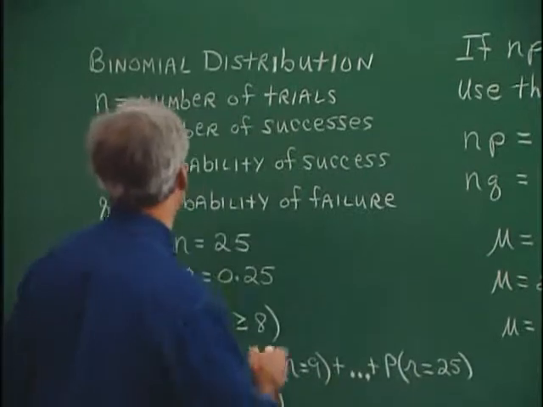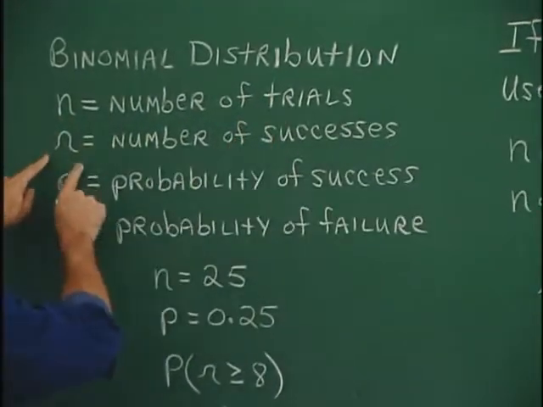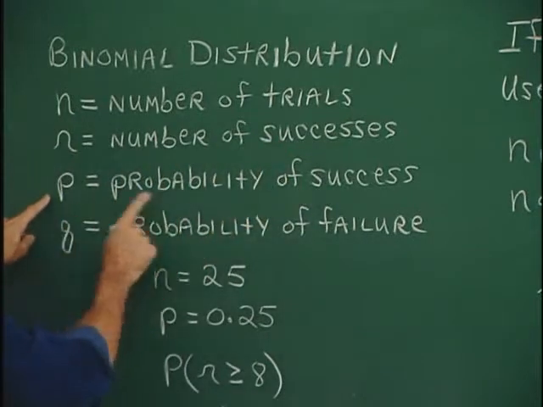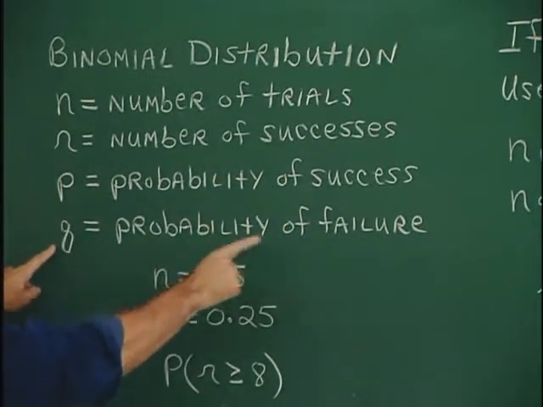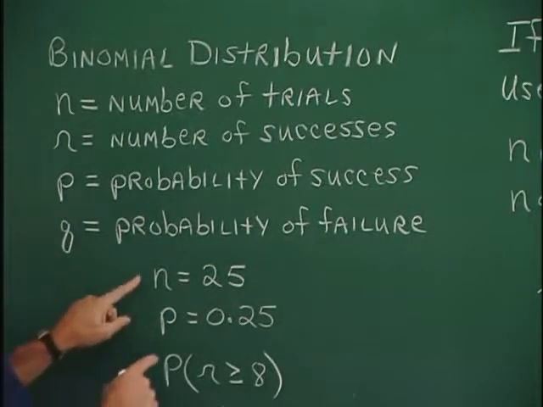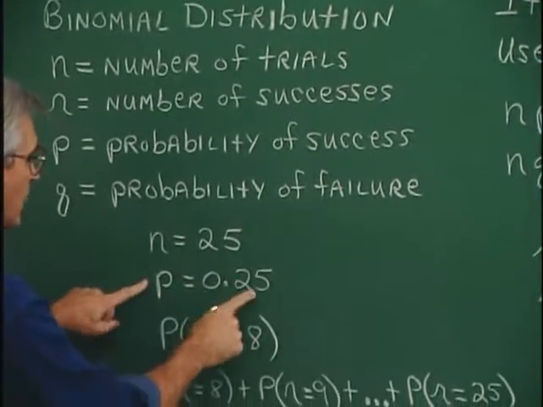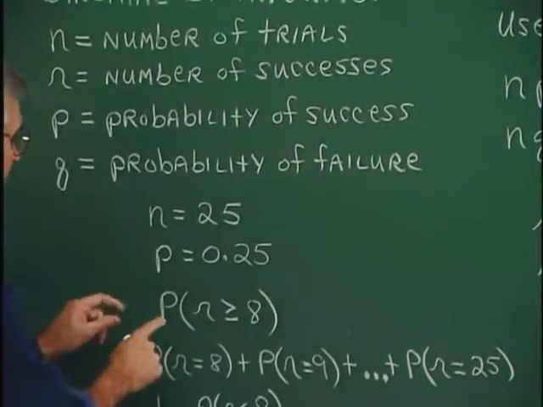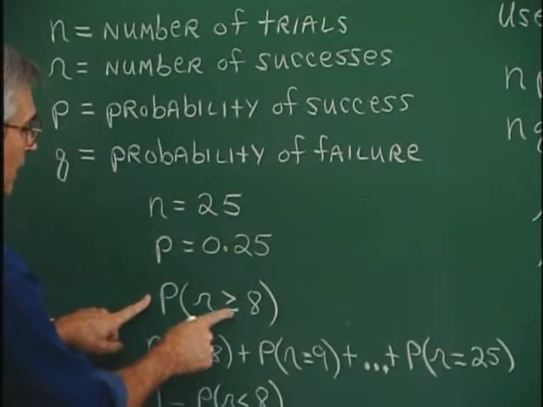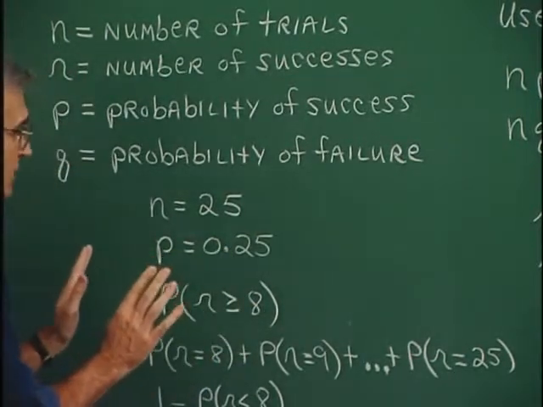Consider this. Now remember, with the binomial distribution, n was the number of trials, r the number of successes, p the probability of success, q the probability of failure. Now in our situation here, let us suppose that n, the number of trials, is 25. The probability of success is 0.25, and we want to find the probability that r is greater than or equal to 8. Now, from our previous experience, there are a couple of ways of doing that.